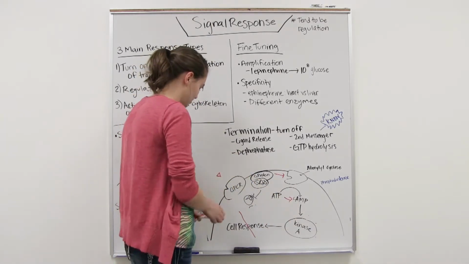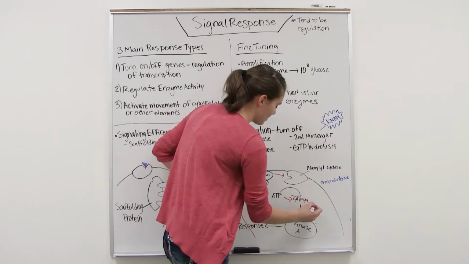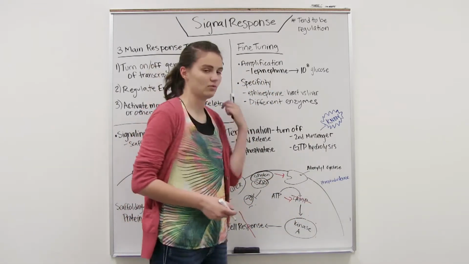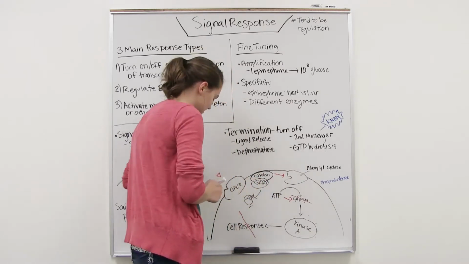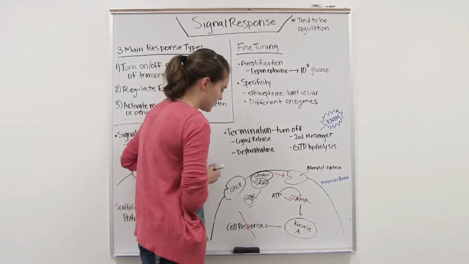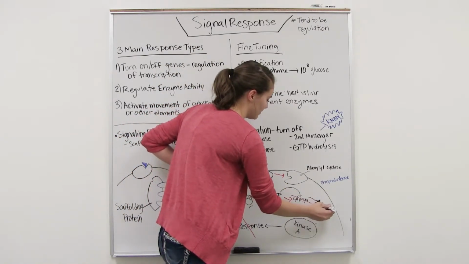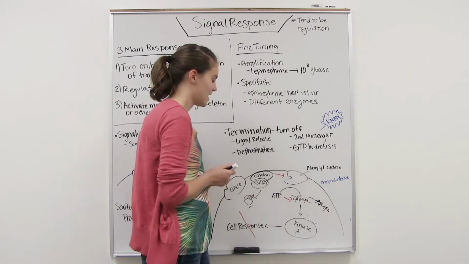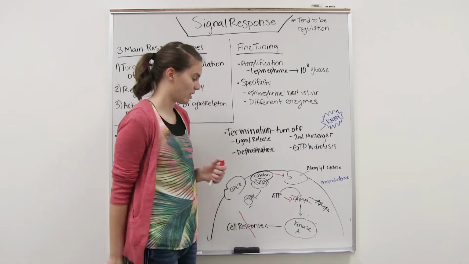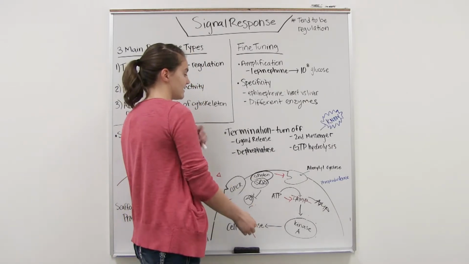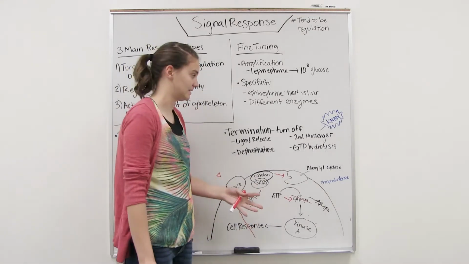So the last thing we have to do is we have to deactivate our cAMP, or cyclic AMP, our secondary messenger. And the enzyme that does this is phosphodiesterase. It takes our cyclic AMP, it changes it to AMP, so it can no longer function. So it will no longer activate kinase A, and we have stopped our cellular response. So make sure you understand the 4 different ways that we terminate a signal.